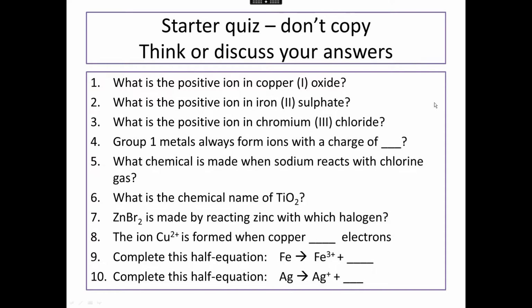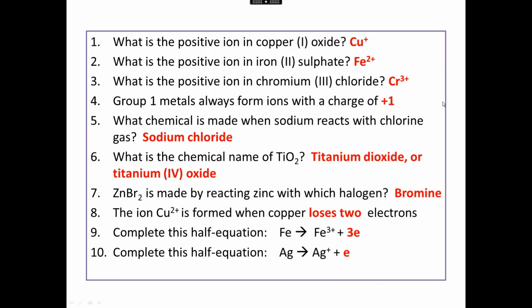Here we go with the answers to the memory check of previous lessons. You can pause this and take yourself through the answers. The reason for doing this is to revise the transition metal ions and also the group 1 ions, including these half equations. Remember that these half equations show a loss of electrons. A loss of electrons is shown by the electrons being produced as a product on the right-hand side.